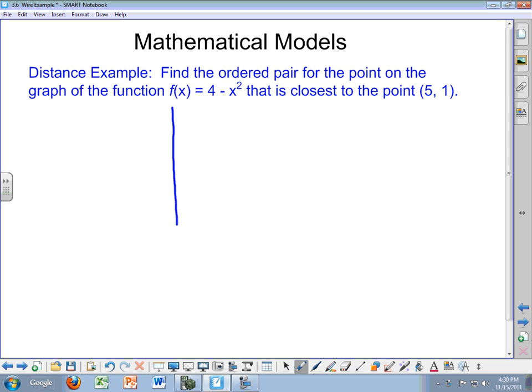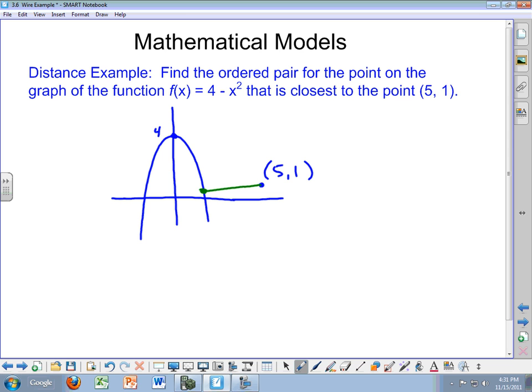We have the graph of a parabola, and just from transformations we can see that the graph should look something like this and has a y-intercept up here at 4. And we're talking about a point out here somewhere around 5, 1. The question is, where is the location that is closest? If I were to just estimate, I'd probably say it's somewhere around here. That looks about as close as it's going to get.